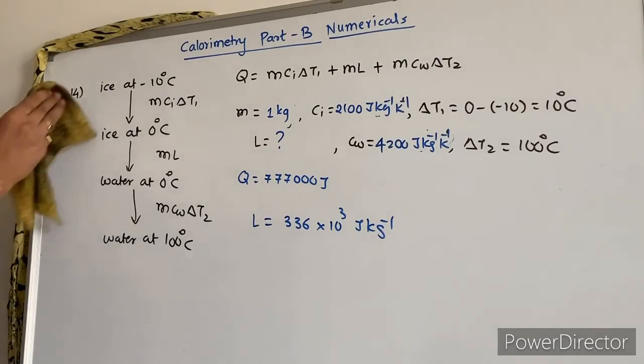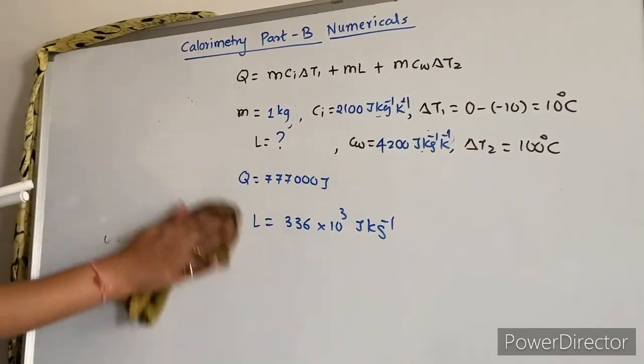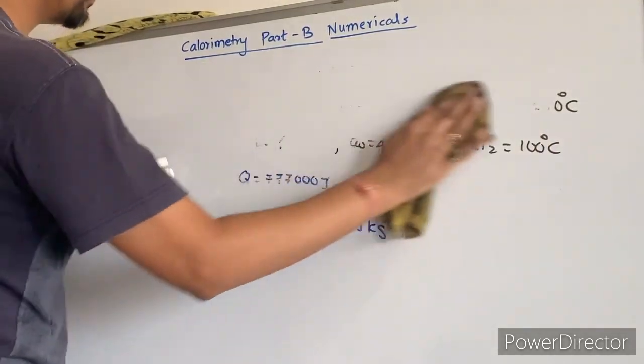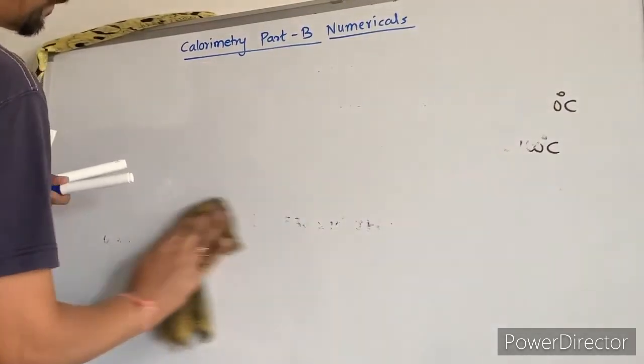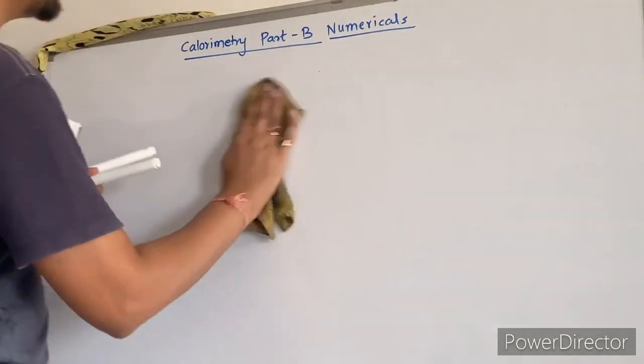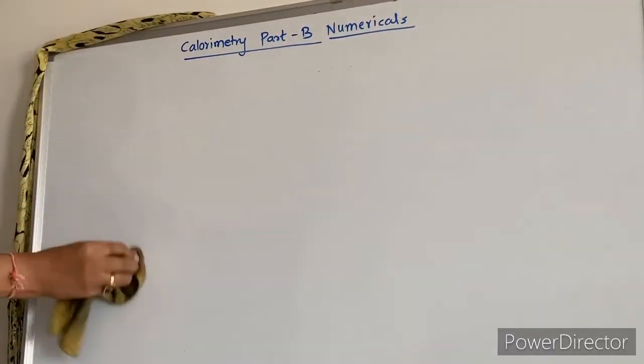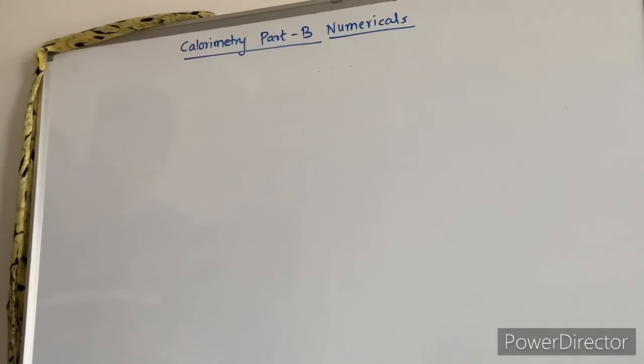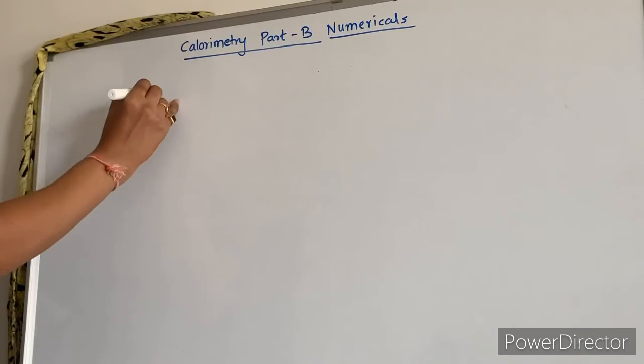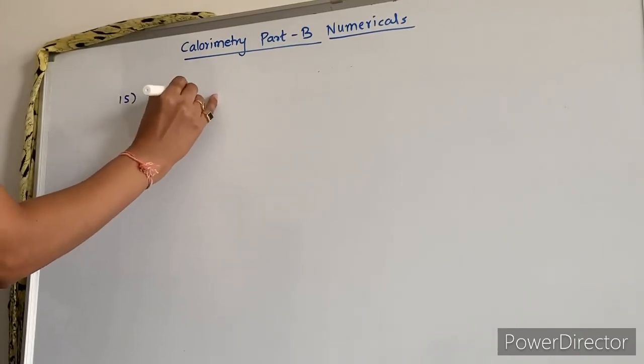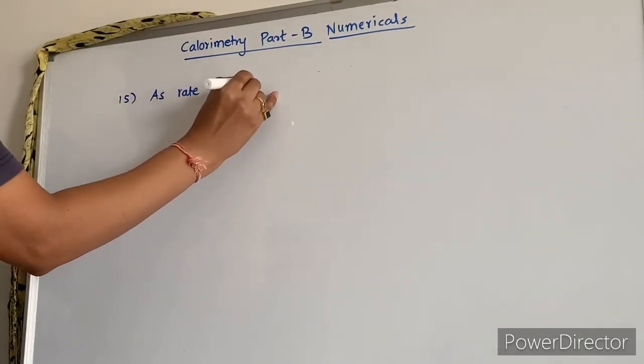Now we'll go with the last sum. Now just check what the last sum says. What is given? Read the question properly. 200 gram of ice at 0 is converted into water at 0 in 1 minute when heat is supplied to it at a constant rate, like your 15th, as the rate is constant.